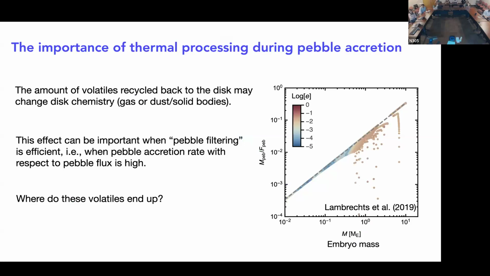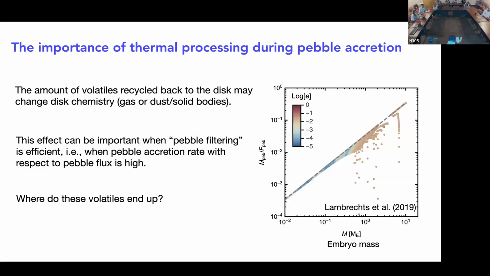And I will skip this. And I just want to mention that before, we're always thinking from the perspective of the planet, so that volatiles can be depleted in the planet. But then those volatiles are recycled back to the disk, right? So it can also be enriching the volatile abundance in the disk. But then does the disk really care about this enrichment?